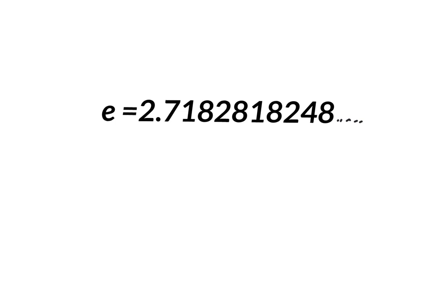Now keep in mind, e is not a variable. e is like 2.7, and it's not really 2.7. Like we say pi is 3.14 a lot of times, which is just an estimate. 2.718 is about what e is.